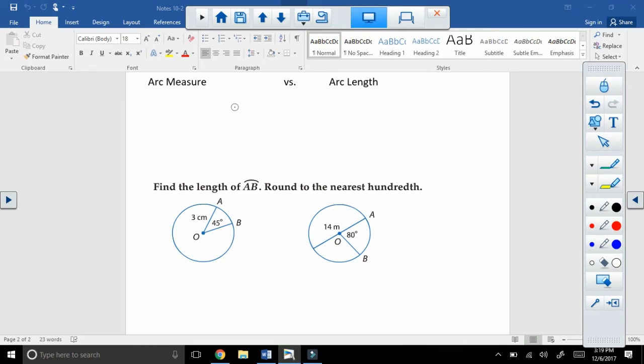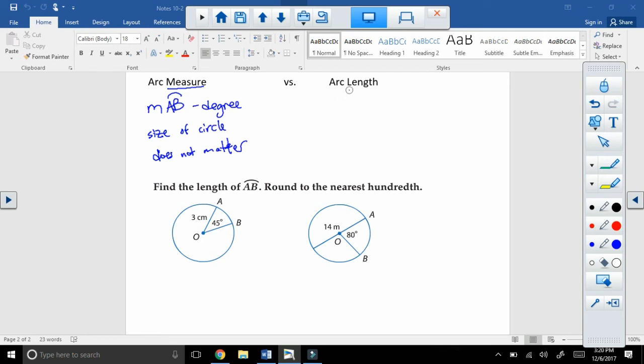This next thing, understanding the difference between these, is probably going to be the most important takeaway, because different questions are going to ask you different things. So when we're talking about arc measure, that might look like the measure of arc AB. This is talking about the degree. The size of the circle does not matter when we're talking about arc measure. All circles are 360 degrees all the way around. So the semicircle would be 180 no matter what the size of the circle.